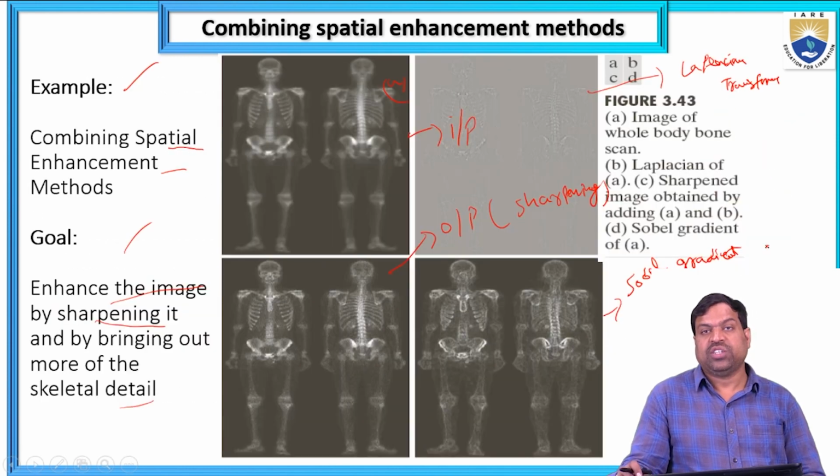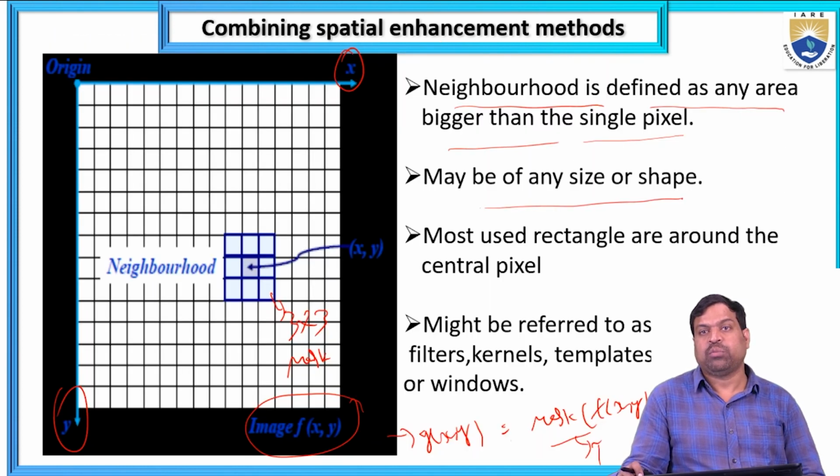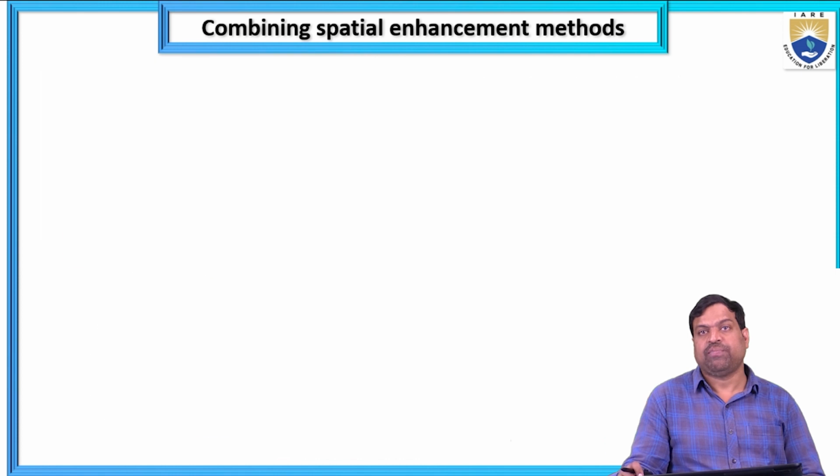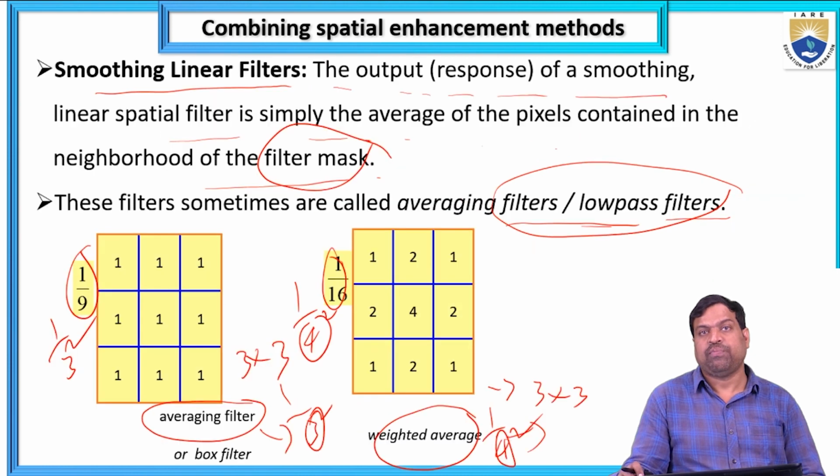This is one example of combining spatial enhancement. Here I am applying the sharpening function. Here I am applying the sharpening. It is another one. What does the output show? More brightness compared to the input. Here I am applying a mask of 3 by 3 size. It is an example of the input function f(x,y) with mask w(x,y), and it is a smoothing linear function.